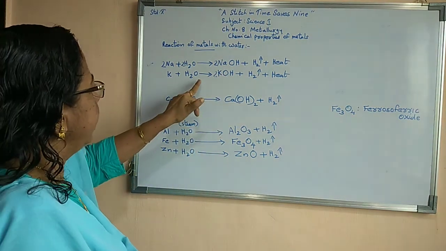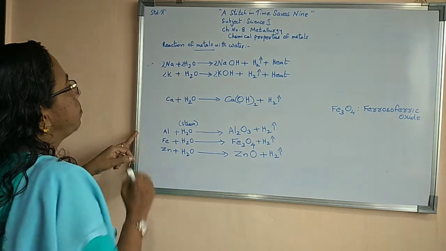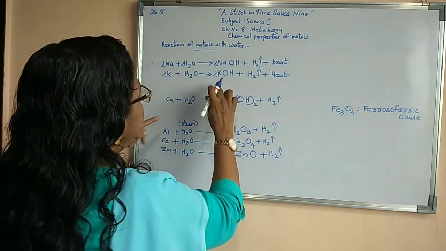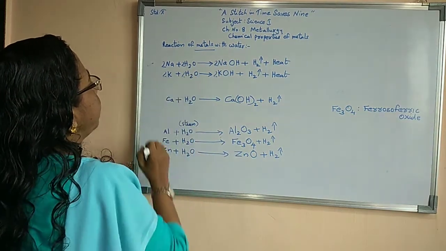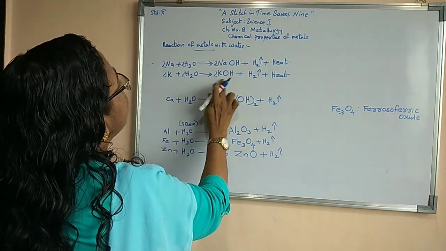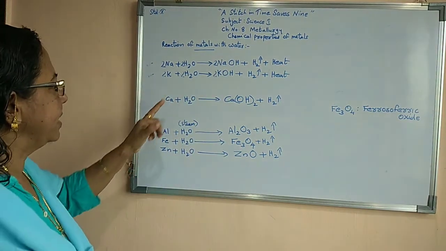Now you see here potassium 2. So I am making here now potassium 2. Hydrogen 2. Here hydrogen 2 plus 2, 4 is there. So I am putting here 2. Now oxygen. Here 2 oxygen. Here also 2 oxygen. So equation is balanced.